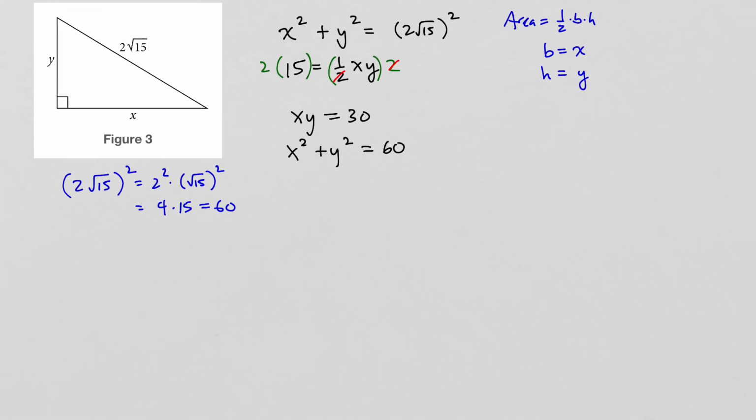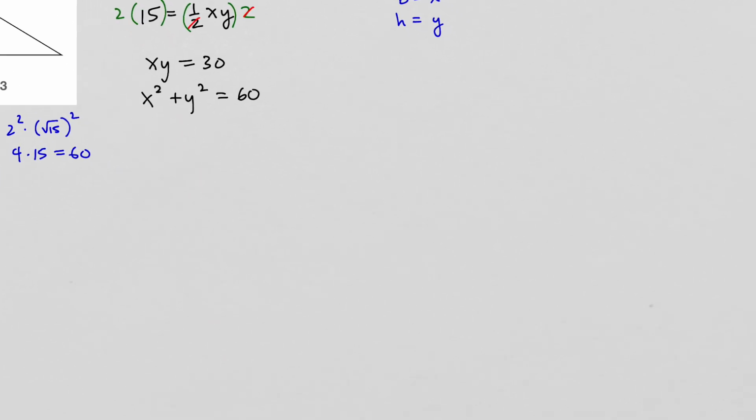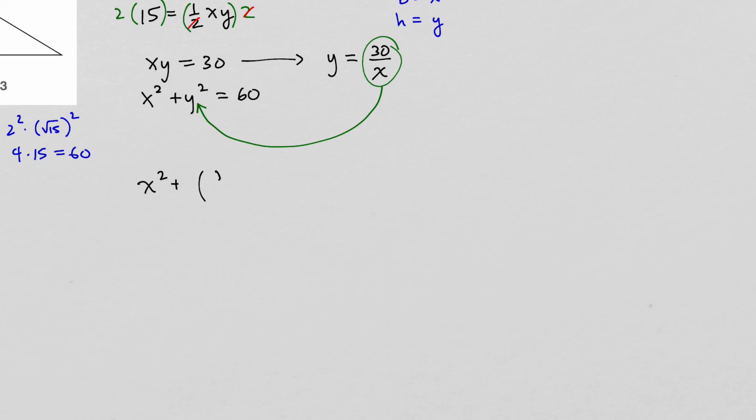Now we can solve this system using the methods that we've discussed previously. Me personally, I like the substitution method a little bit better for this. So I can take this first equation, divide both sides by x to get y equals 30 divided by x. And then I can take that and I can plug it into here. Plugging that in gives us x squared plus 30 over x quantity squared equals 60. This is x squared plus 900 over x squared is equal to 60. Just a quick note here, what I'm doing is I'm squaring the 30 here and squaring the x.